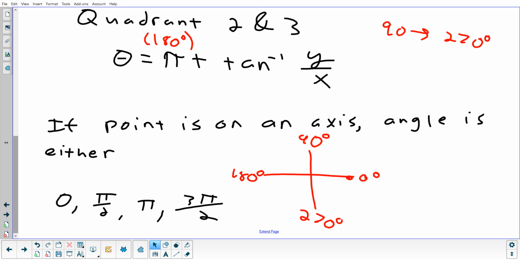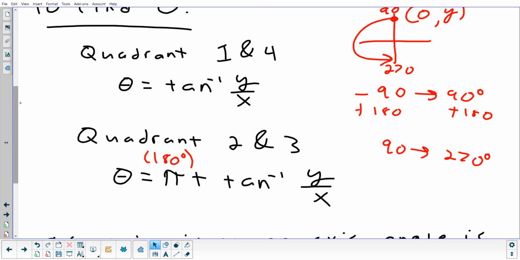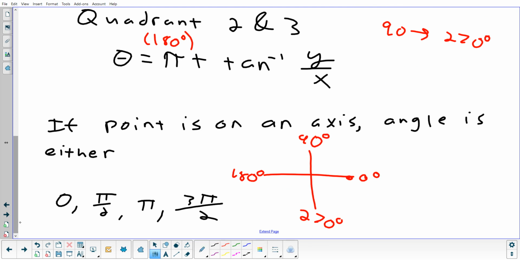Now, that covers the 4 special cases if you're on an axis, and it covers the standard cases when you're in a quadrant. So now we should be able to find our angle, no matter what coordinate you're given, and you should be able to find the radius.